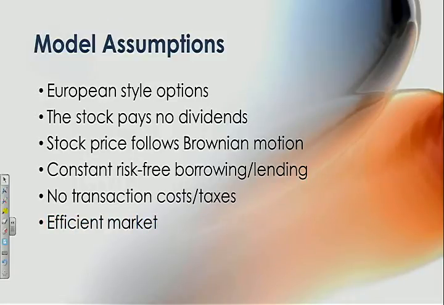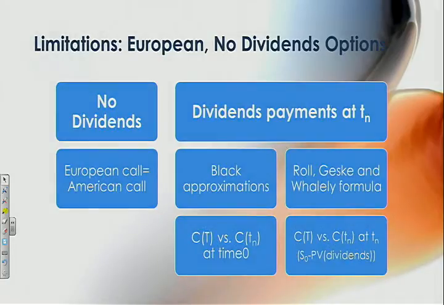It also assumes an efficient market. It assumes that the market is perfectly liquid and continuous hedging trading of stock options is possible at any time. Let's analyze the first limitation: European style, no dividends options. It can be shown that in the absence of dividends, American options should never be exercised early.